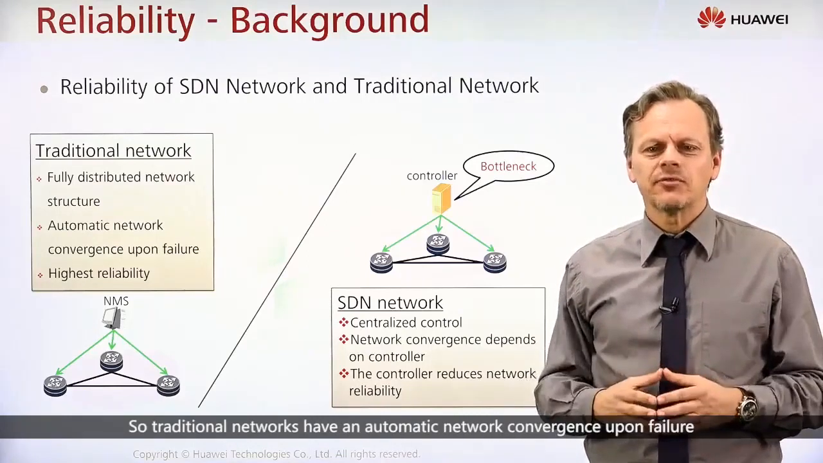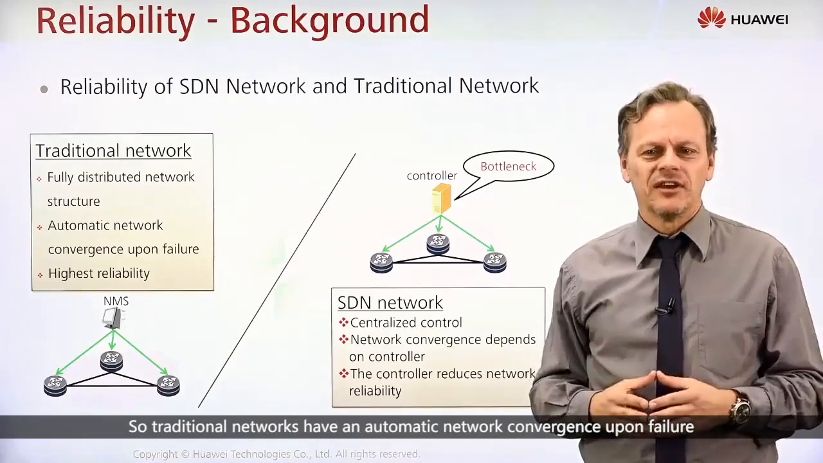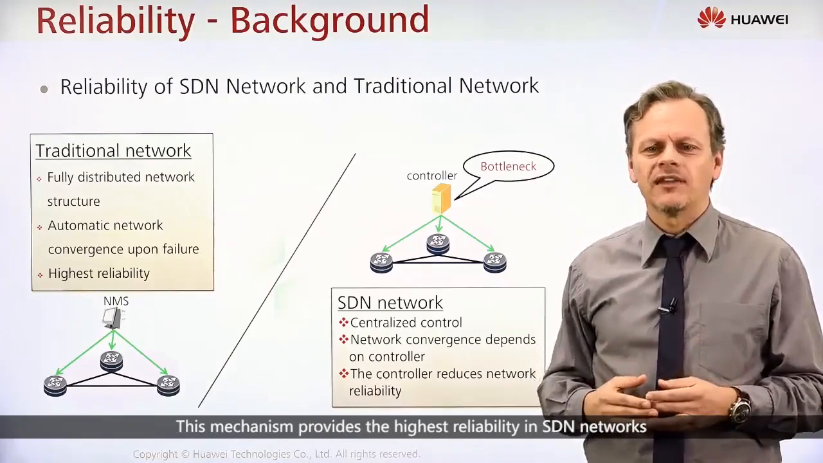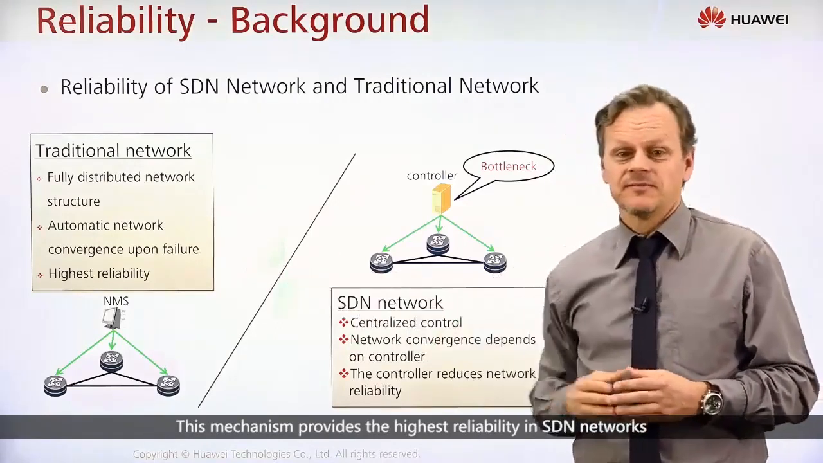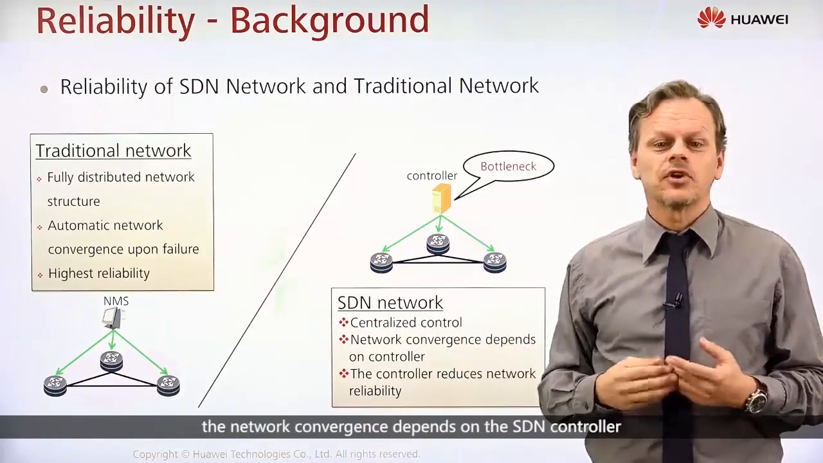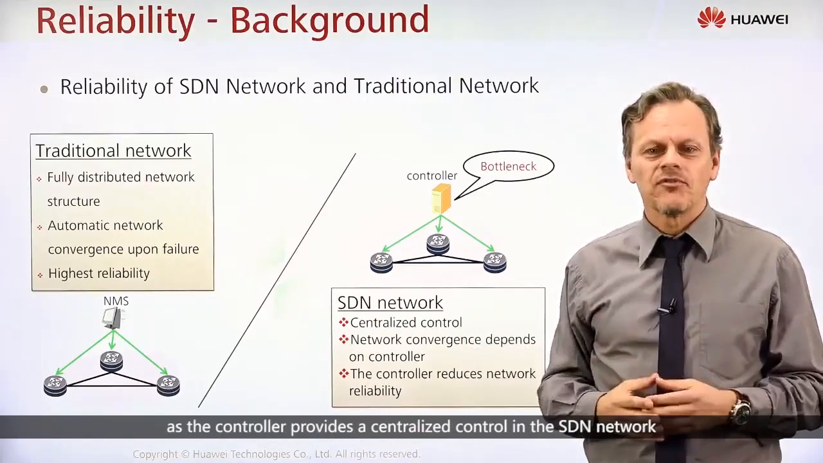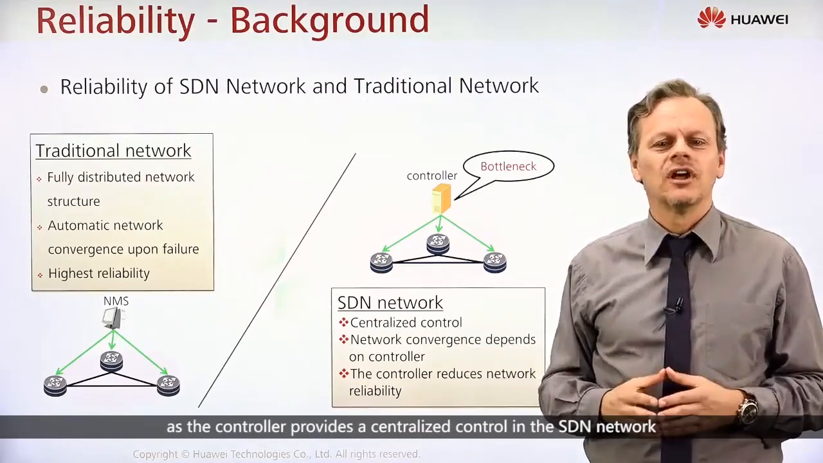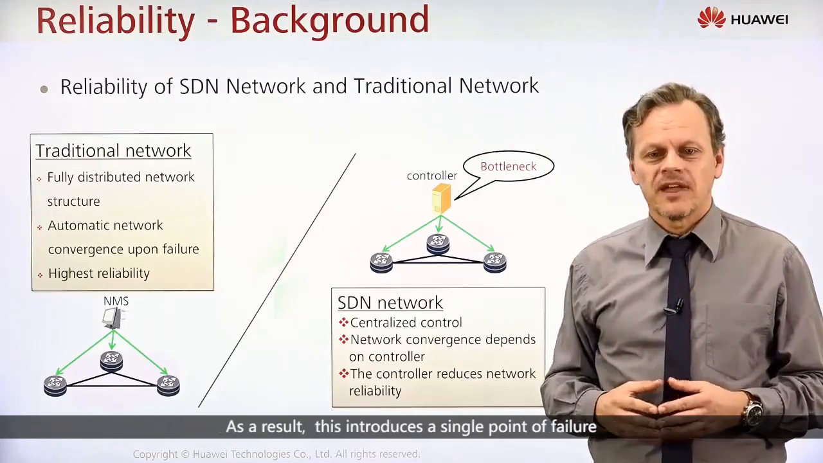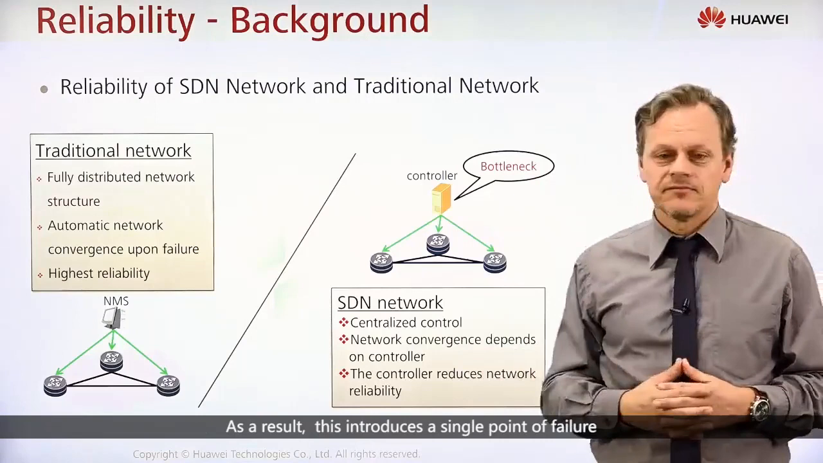So traditional networks have an automatic network convergence upon failure. This mechanism provides the highest reliability. In SDN networks, the network convergence depends on the SDN controller, as the controller provides a centralized control in the SDN network. As a result, this introduces a single point of failure.